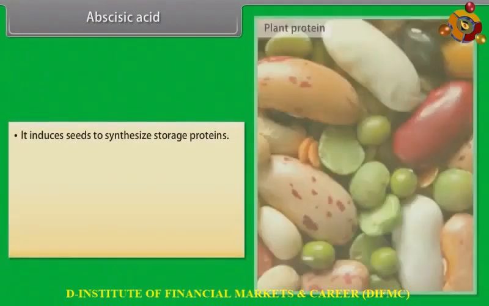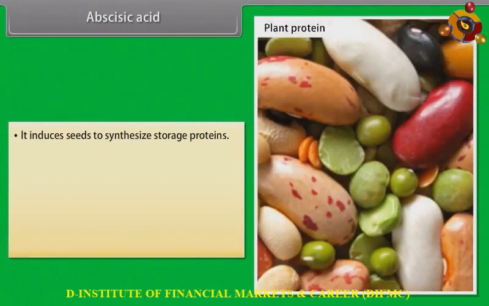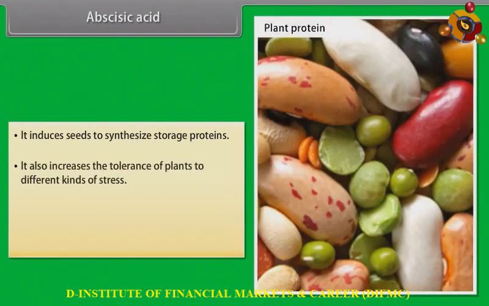It induces seeds to synthesize storage proteins. It also increases the tolerance of plants to different kinds of stress. It acts as antagonist to gibberellins.